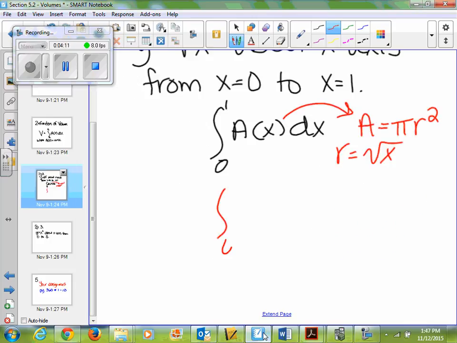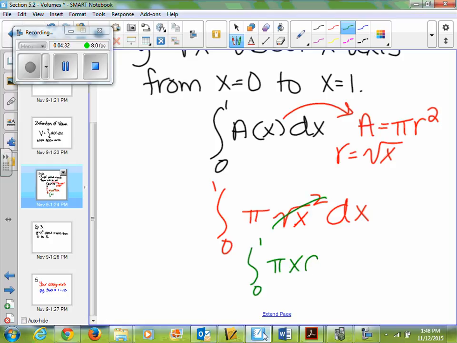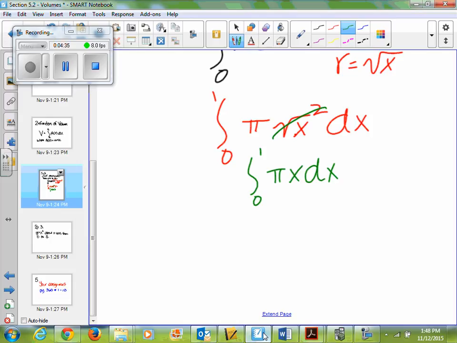Okay, so let's simplify my area. My area is going to be pi times my radius, which is square root of x, squared, dx. The square and the square root, yes, perfect, those cancel. So I'm integrating from 0 to 1 pi x dx. If I integrate pi x, the pi just stays the same. What does the x turn into? X squared over 2. And I'm going to integrate that from 0 to 1.